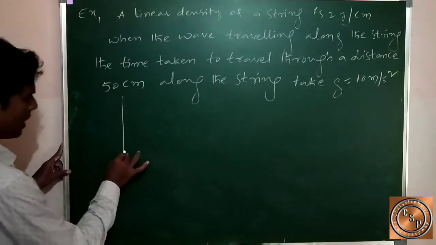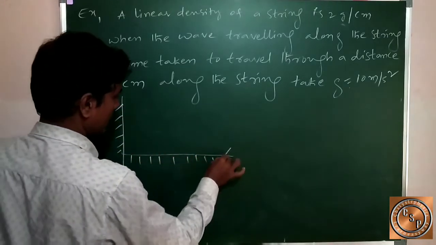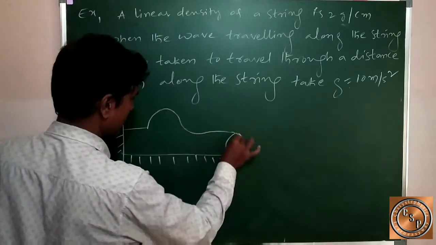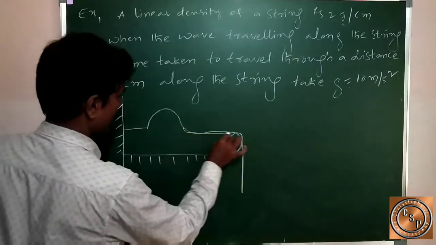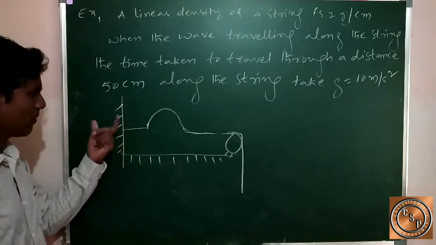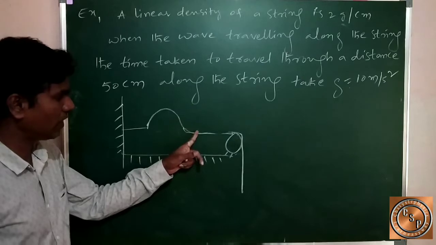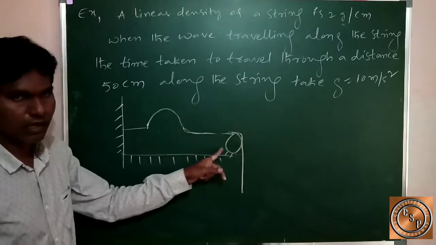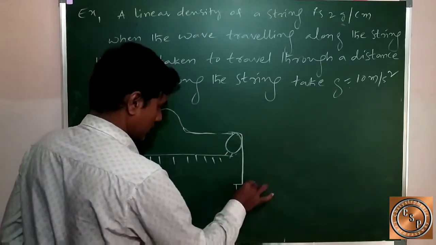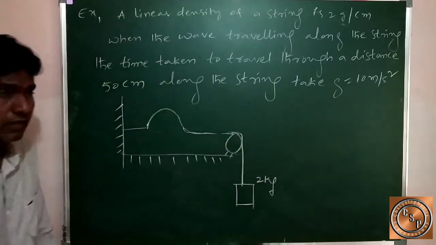Here one diagram is given. The supports are like this. Here is one pulley. The wave pulse is traveling like this. Here is the wave pulse. After vibrating, the pulse can be produced. So the wave pulse is traveling along the string, above the surface of the pulley. Here a mass of 2 kg is attached to the string.